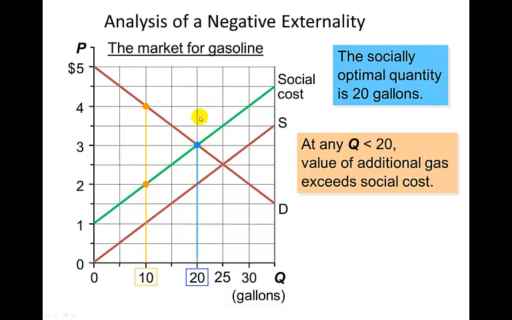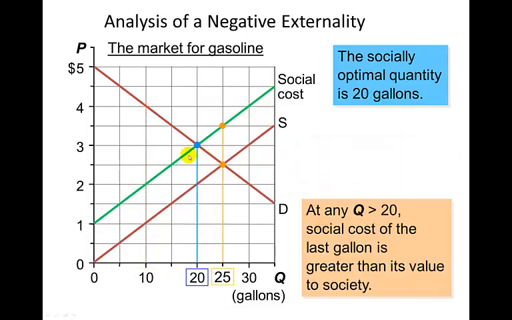The 20 gallon optimum, rather, is again where the demand curve, which is giving us our benefit to society of consuming gasoline, crosses our social cost curve, which is giving us the total cost to society. So any time we consume more than 20 gallons, any quantity further to the right than 20 gallons, the total cost to society is greater than the total benefit to society. So these are trades that should not happen.